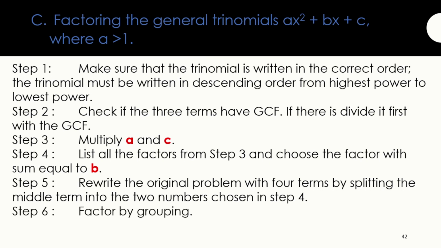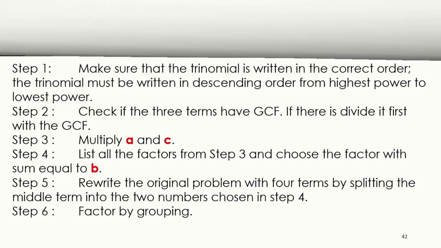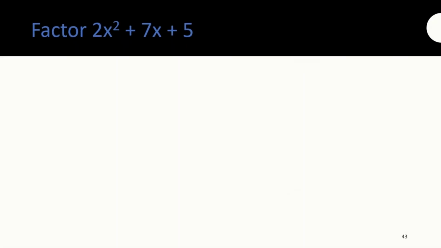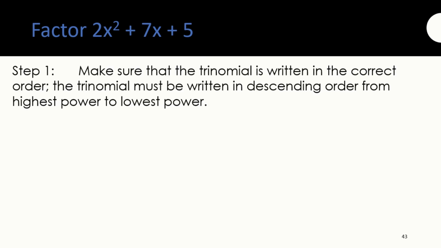So, para mas maintindihan nyo to, let's have an example. Let's say we will factor 2x squared plus 7x plus 5. So, step 1, make sure that the trinomial is written in correct order. So, o-order muna natin siya, naka-descending order siya, depende sa power ng kanyang or ng exponent. So, we have 2x squared plus 7x plus 5.